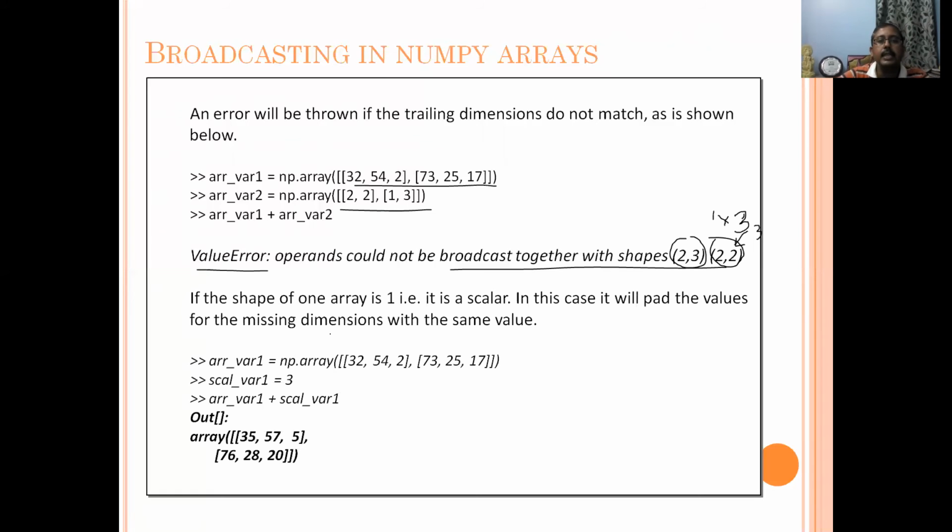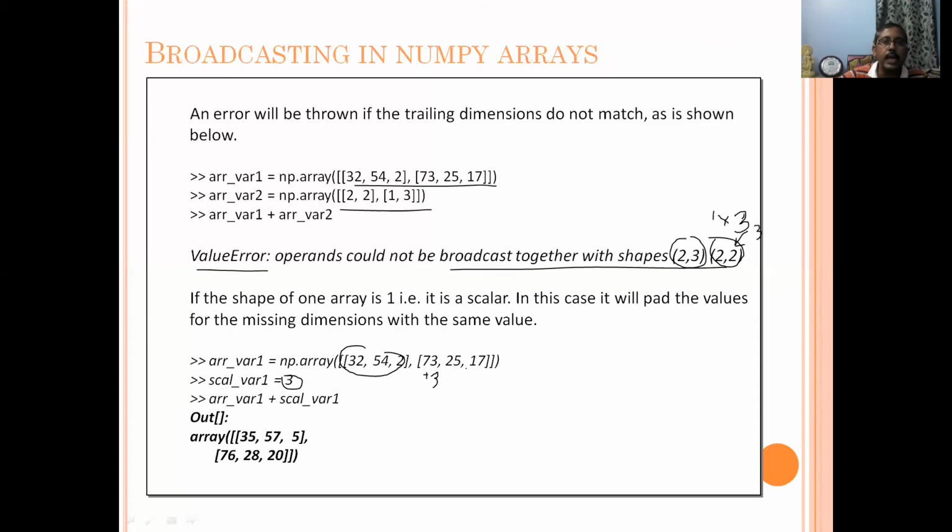Now, say in case the second one is a scalar, say the second one is just a constant value 3, what will happen? It will simply replicate itself for as many elements as there are in the array, right? So what will happen here is 32 plus 3 is 35, 54 plus 3 is 57, 2 plus 3 is 5. Same way, it will add 3 to each of the 3 elements in the second row also.